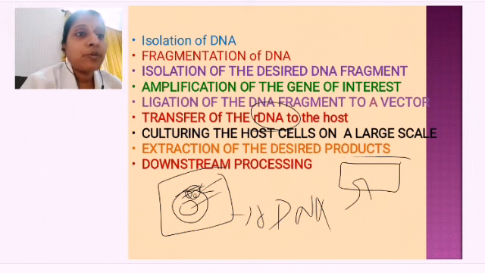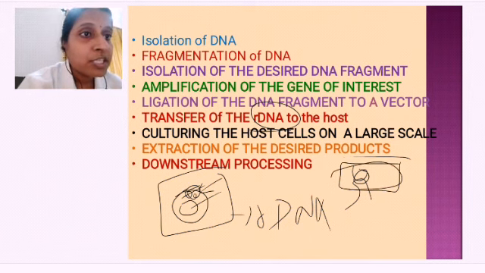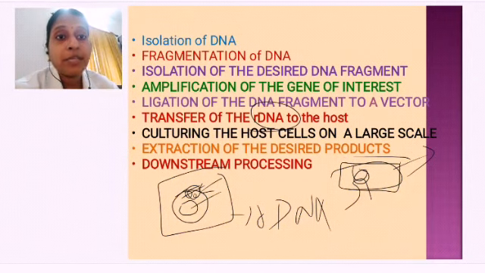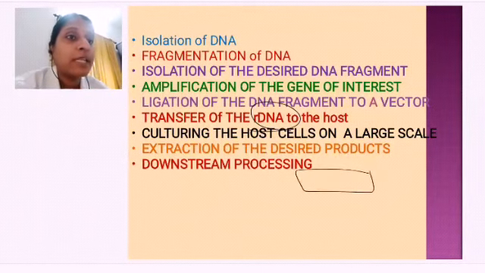So after this plasmid has been put in, the rDNA is put into the bacteria. Then what I am going to do is culture this bacterial cell. Culture means what? I am going to allow this bacterial cell to multiply, right? So now what is happening? The rDNA is put in this bacteria.